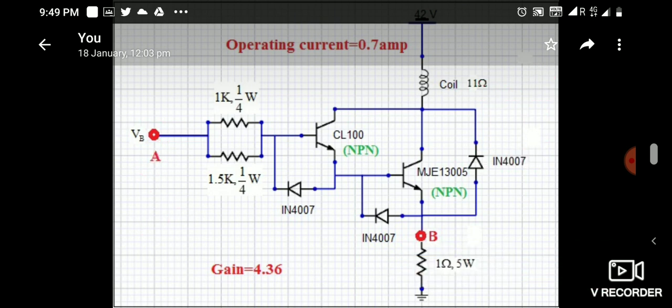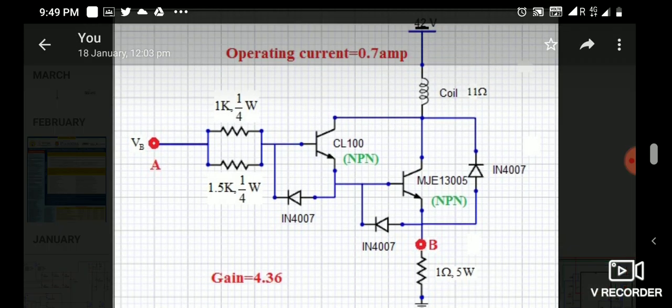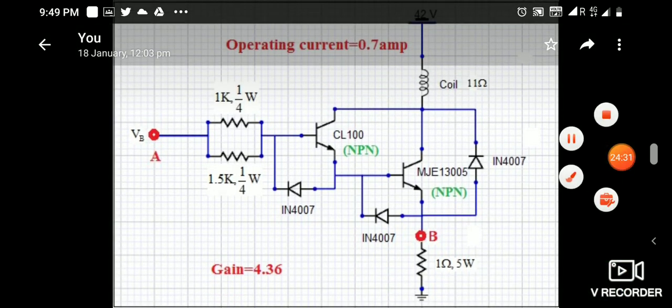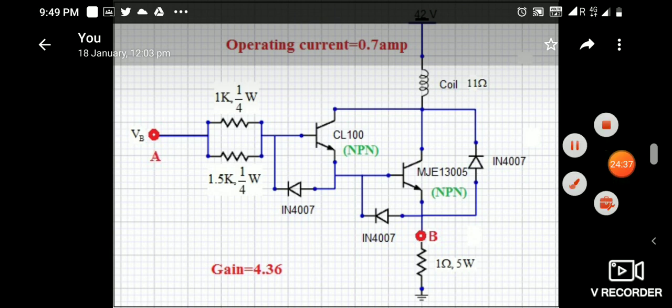Before that we should know the property of the transistor. The transistor is operating as a linear amplifier here. You know a transistor operates as a linear amplifier, or in the cutoff and saturation zones. Here this transistor is working as a linear amplifier.